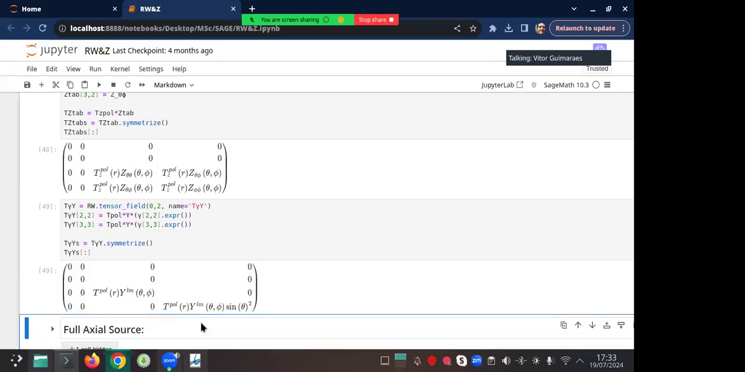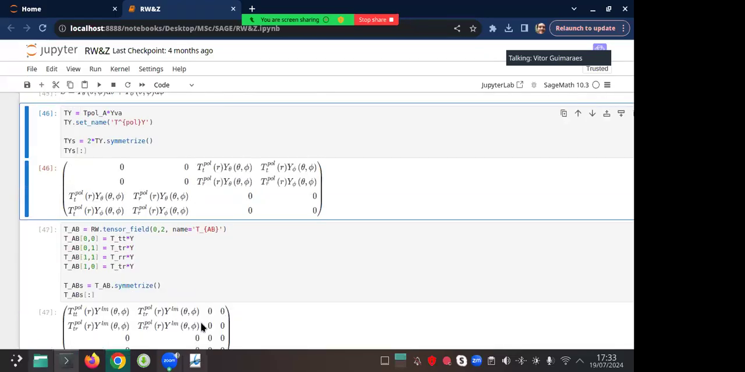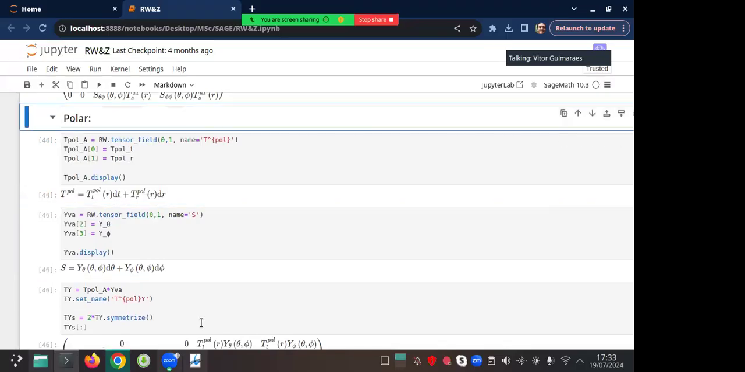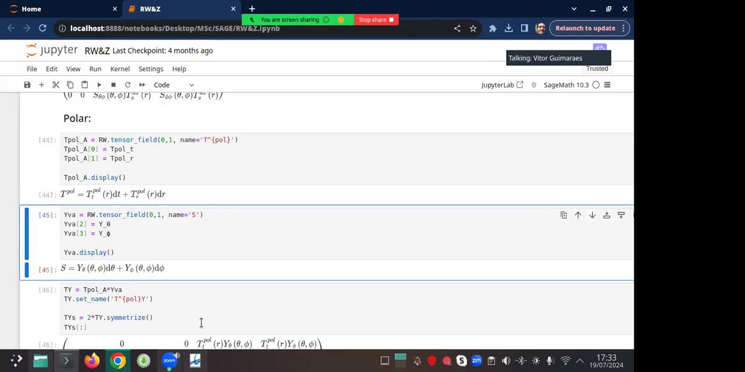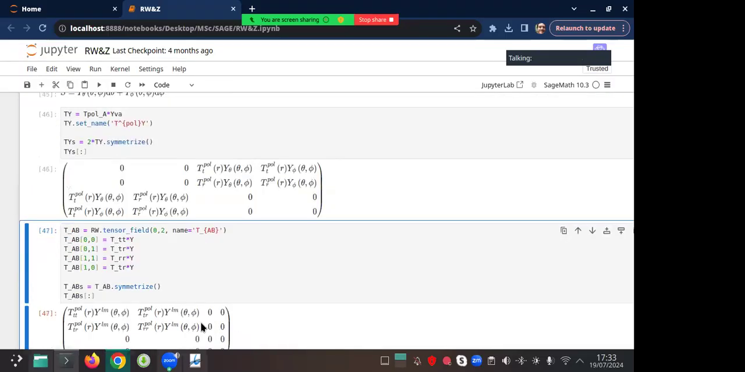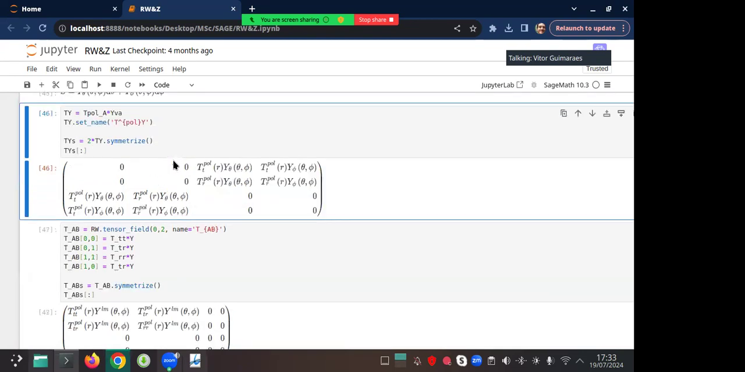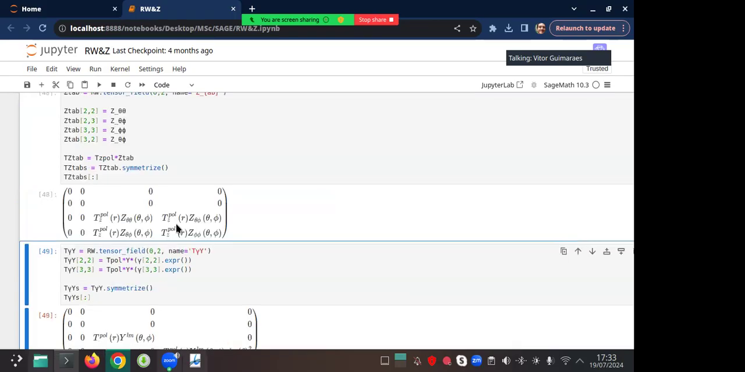Okay, so now here we are constructing the, I'm sorry, we're constructing the polar energy momentum tensor, right? Here is the polar energy momentum tensor. We are considering all of the possible elements. Here are the first quadrant, here are the second and third quadrants, and here are the fourth and last quadrant, okay?